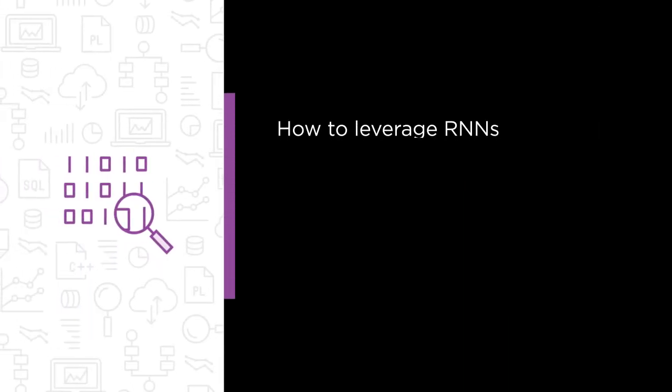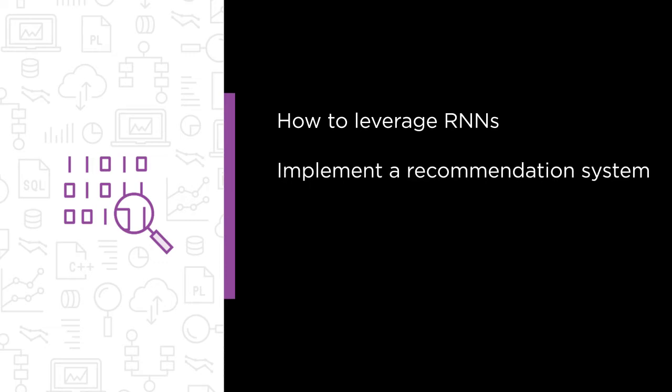Next, you will learn how to leverage recurrent neural networks or RNNs to capture sequential relationships within text data. Finally, you will see how a recommendation system can be implemented in several different ways, using techniques such as content-based filtering, collaborative filtering, as well as hybrid methods.